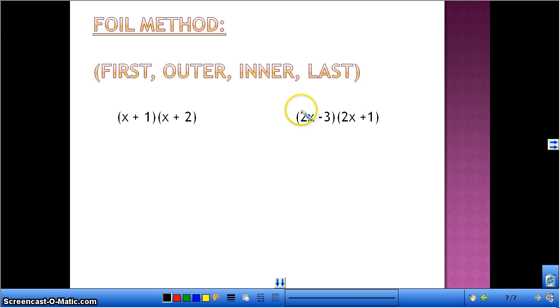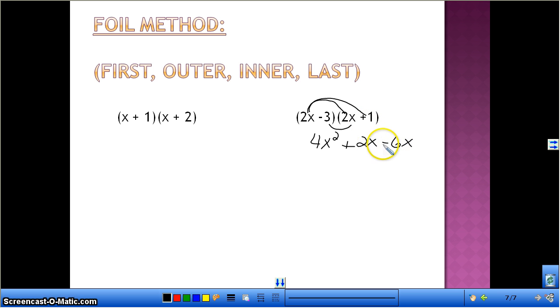All right, so if you multiply your first terms, okay, this is the first term multiplied by the first term of the other binomial. 2 times 2 gives you 4. x times x gives you x squared. Okay, let's do the outer term. 2x times 1 gives you positive 2x. Let's do the inner term. Negative 3 times 2x, that gives you negative 6x.